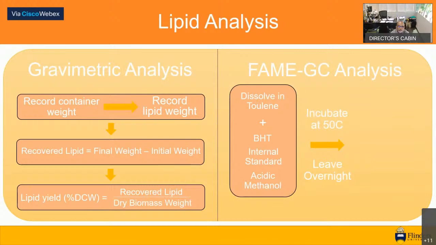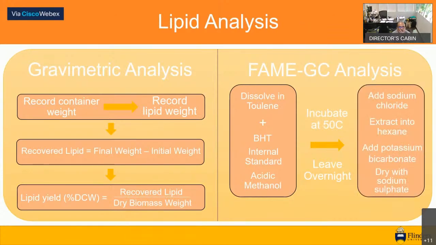The hexane layer is removed and transferred to another fresh test tube where potassium bicarbonate is added to wash the solution. The top hexane layer is again transferred to a separate test tube where sodium sulfate is added to dry any remaining moisture. The FAME mixture can then be transferred to appropriate containers for FAME GC analysis.